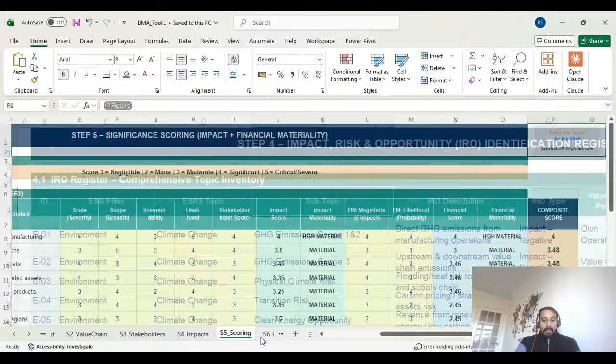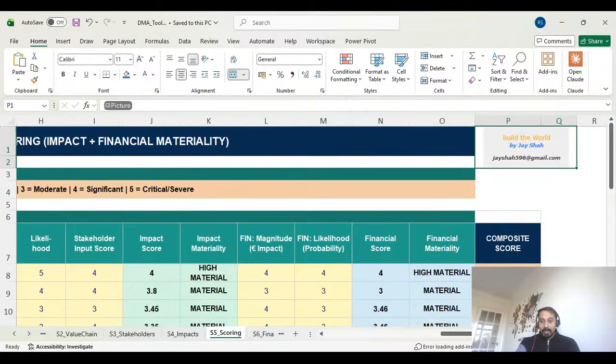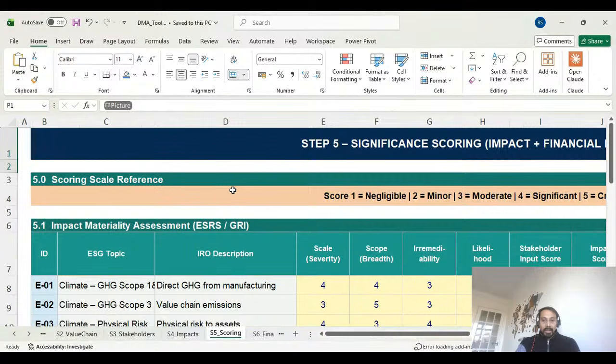Now let's move into the S5 scoring, which is very important and very interesting, showing how this qualitative analysis can be converted into quantitative analysis. So we score impact significance in this impact materiality scoring. This sheet applies to ESRS, GRI, IFRS, ISSB impact scoring logics. Here we are going to use a 1 to 5 scale, where 1 is negligible and 5 is severe. Impacts are assessed using scale, scope, likelihood, and irremediability, as I mentioned in the presentation.